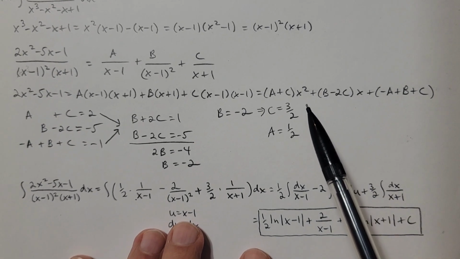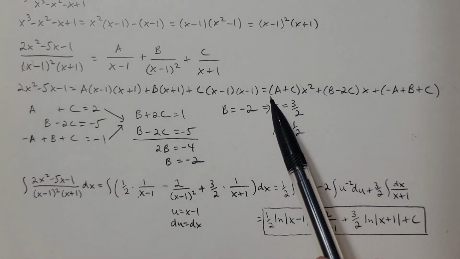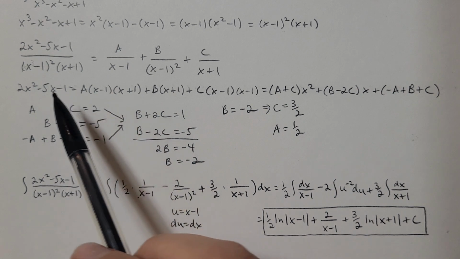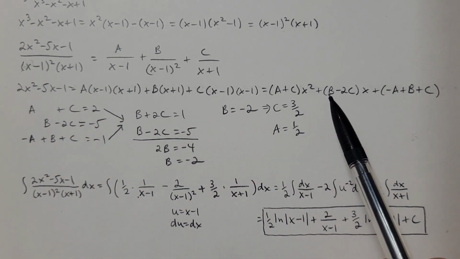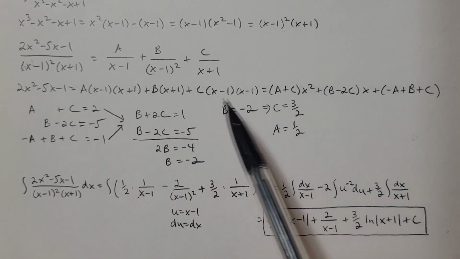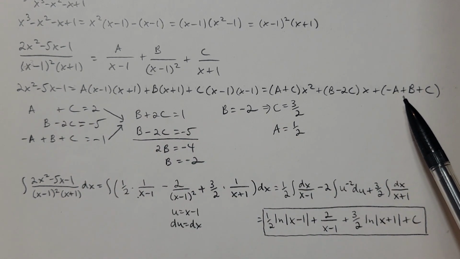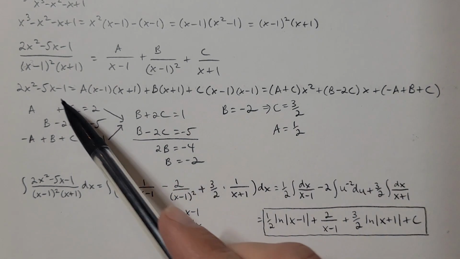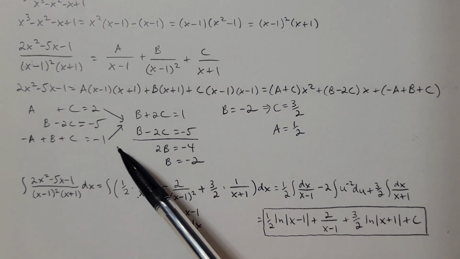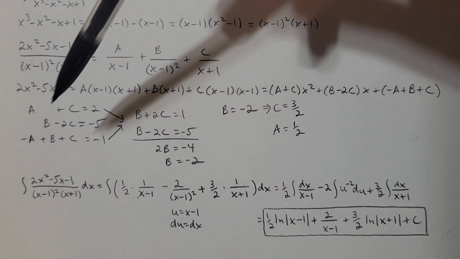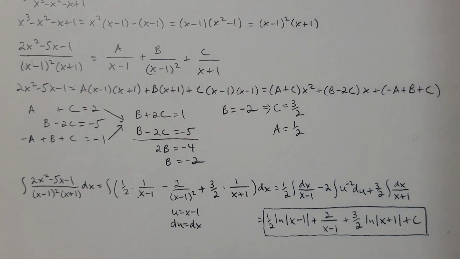So then the next thing I'm going to do is match coefficients. A plus C has to go with 2. B minus 2C has to go with negative 5. And negative A plus B plus C has to go with negative 1. So from that, I create a system of equations that I'll need to solve here.